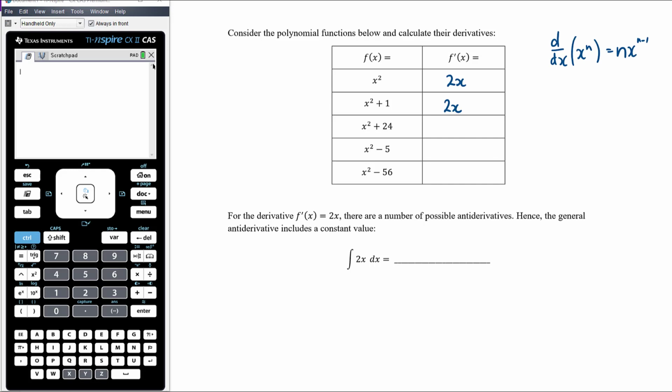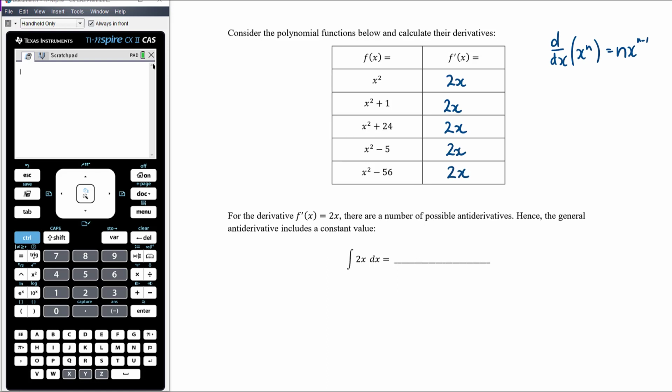And so the derivative of x squared plus 24, well, that's also 2x. And the derivative of x squared minus 5, well, that's also 2x. And differentiating x squared minus 56 also gives us 2x.